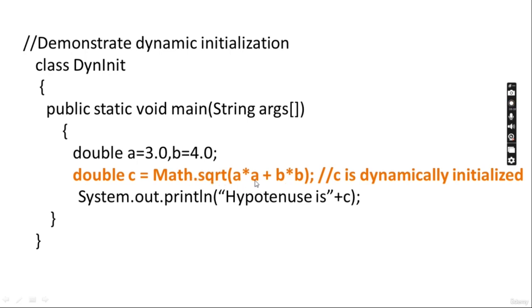So what is the expression? Math dot square root a into a plus b into b. So what is a into a? 3.0 into 3.0. It will be evaluated to 9.0. Then b into b, 4.0 into 4.0 is equal to 16.0. Then 9.0 plus 16.0 will be evaluated to 25.0. And then math dot square root of 25.0 will be evaluated to 5.0. So the output of double C will be 5.0. So this is the example of calculating the hypotenuse of a right angle triangle using dynamic initialization. And the output of this is 5.